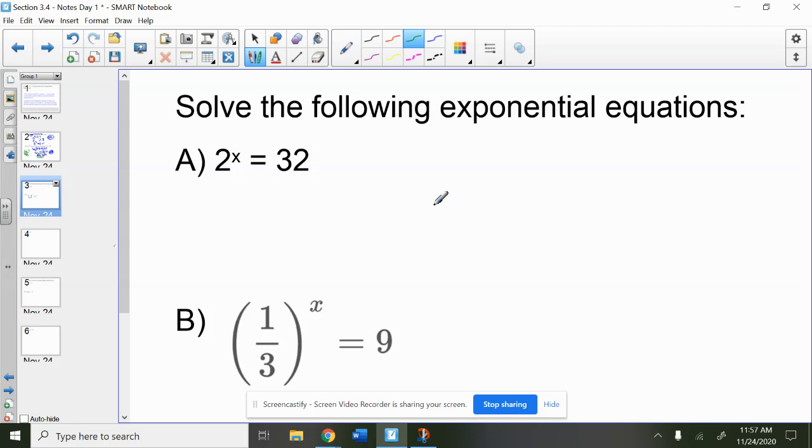Okay, so now we're going to actually start solving some of these. You will usually get one answer, but you could definitely get a couple of answers. Sometimes you can have what are called extraneous solutions.